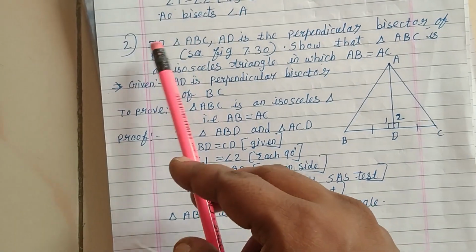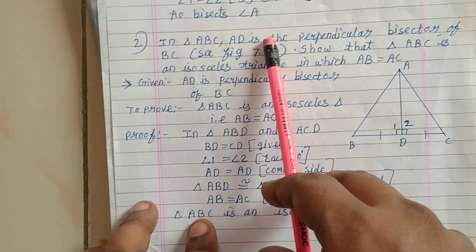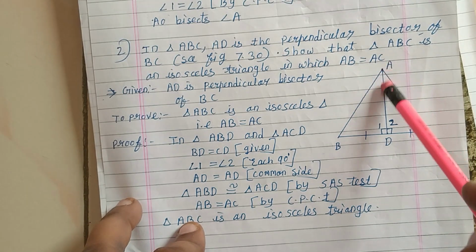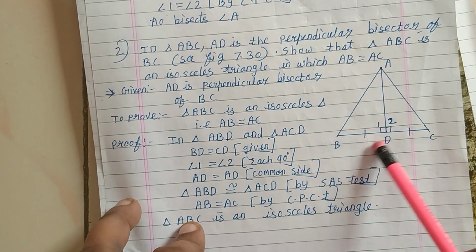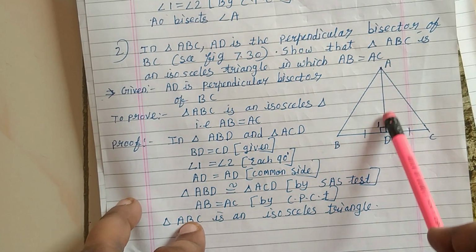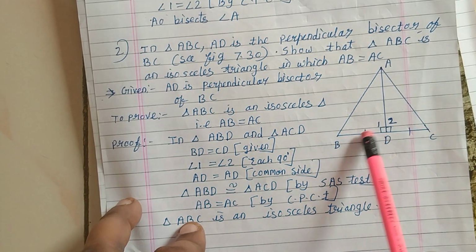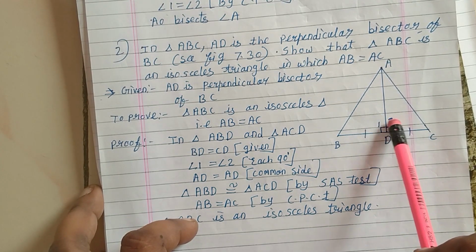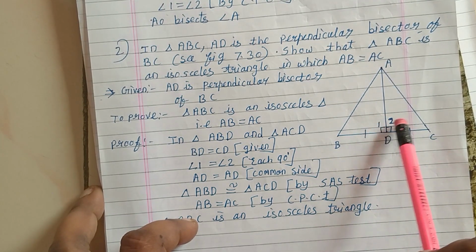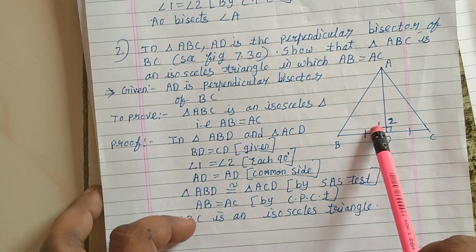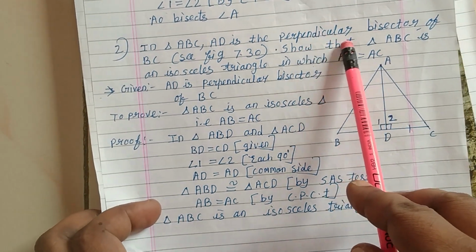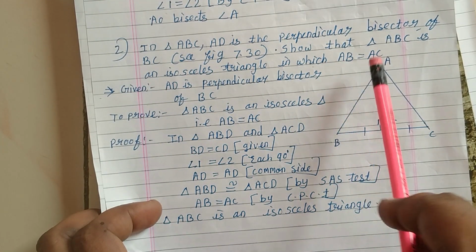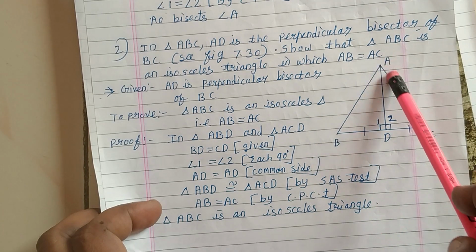Now question second: in triangle ABC, AD is a perpendicular bisector of BC. Perpendicular bisector means AD divides BC into two parts of equal length, that is BD equals DC, and perpendicular means it intersects at 90 degrees. That means angle 1 and angle 2 are 90 degrees. So we have to show that triangle ABC is an isosceles triangle in which AB equals AC. Means we have to show AB is equal to AC.